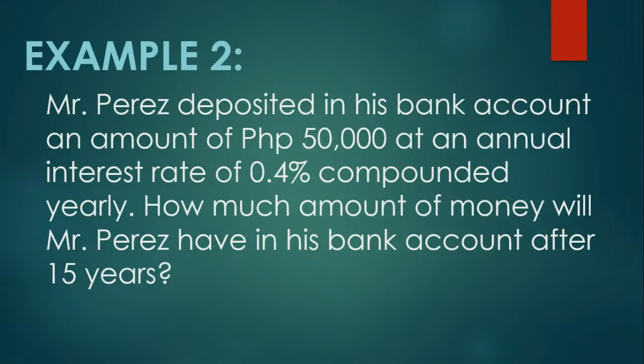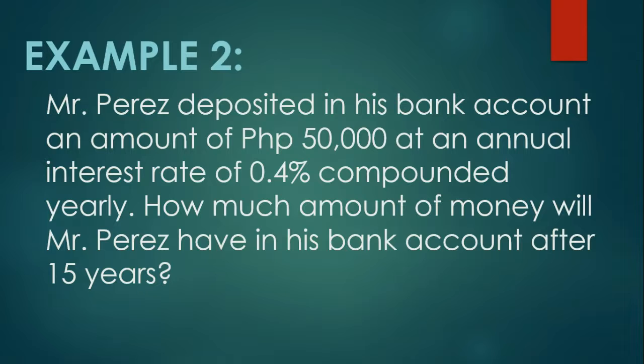Example 2. Mr. Perez deposited in his bank account an amount of 50,000 pesos at an annual interest rate of 0.4% compounded yearly. So how much amount of money will Mr. Perez have in his bank account after 15 years? So ang ating principal dito ay 50,000 at ang ating rate ay 0.4%. Ang ating term or time is 15 years.